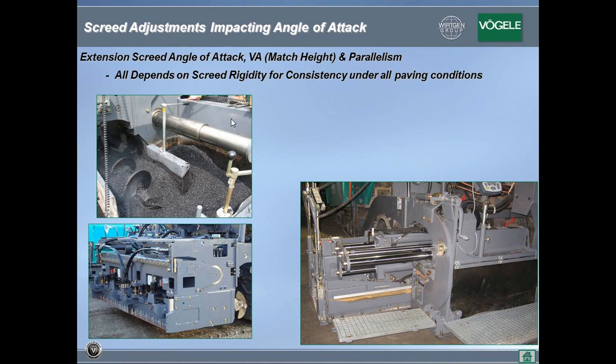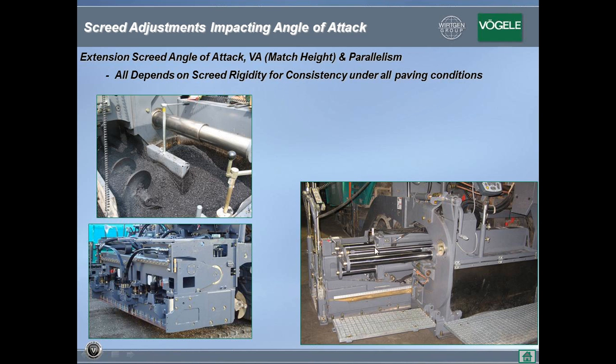But again, rigidity is very important, because rigidity will hold the extension to whatever position you put it under any paving conditions or asphalt in front of the screed. So the more rigid the extension support is, the better the operator will be able to hold his adjustment, whether he's at 12, 14, 16, 18, or 20 feet wide. So again, extension screed support is one of the most critical pieces of a screed design.